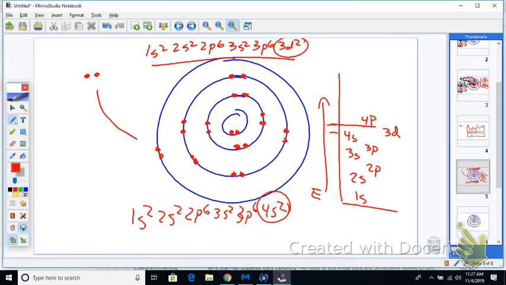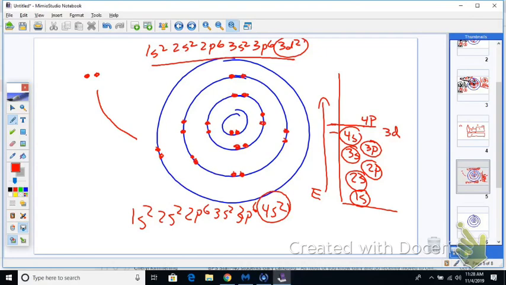So we fill out the 1s first, then the 2s, then the 2p, and the 3s and 3p. The 4s has to fill, so what comes next? Where are you when you start filling after calcium? What sublevel is this? D. What level of D's? 3. The 3D's start to fill now. They fill after the 4s.